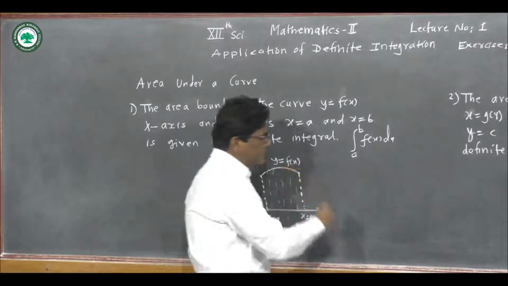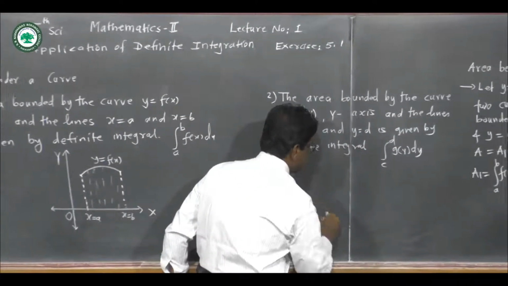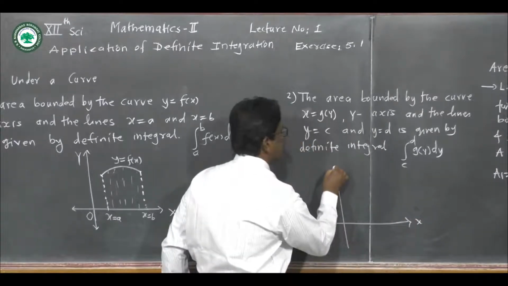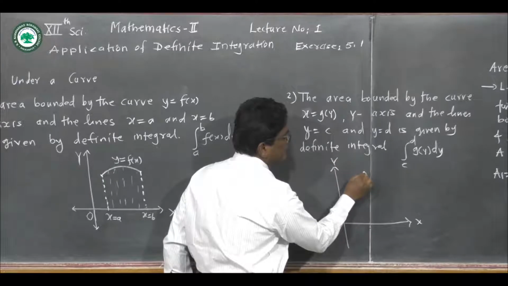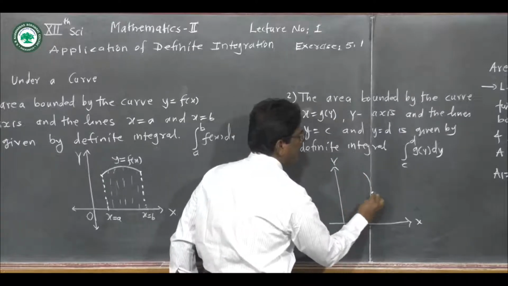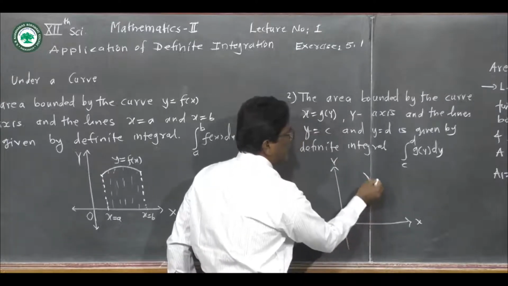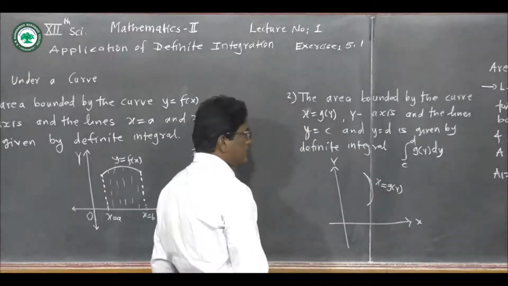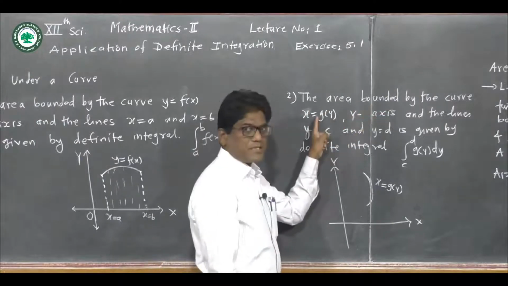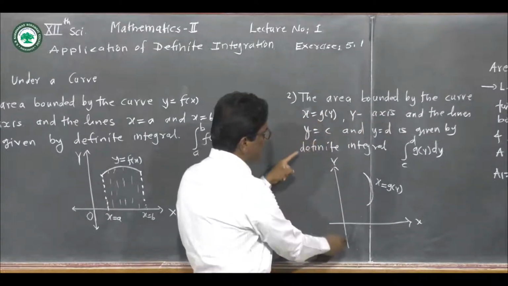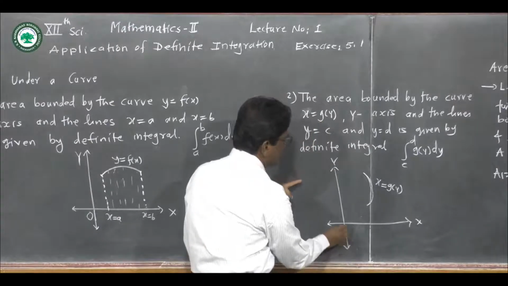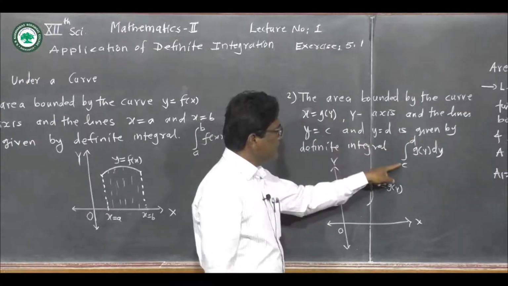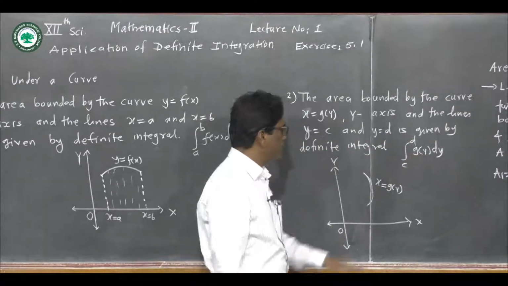Now here if we consider the curve like this, suppose this is x-axis and y-axis, and curve is like this. We consider this curve as x is equal to g of y, suppose. Means the area bounded by the curve x is equal to g of y, this y-axis, and the lines y is equal to c and y is equal to d. It is given by the definite integration from c to d g of y dy.